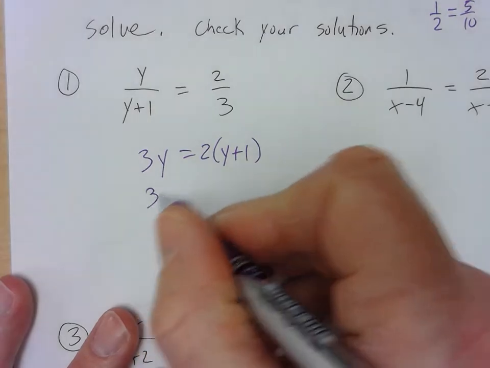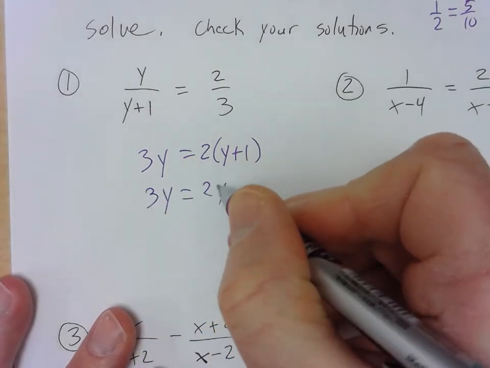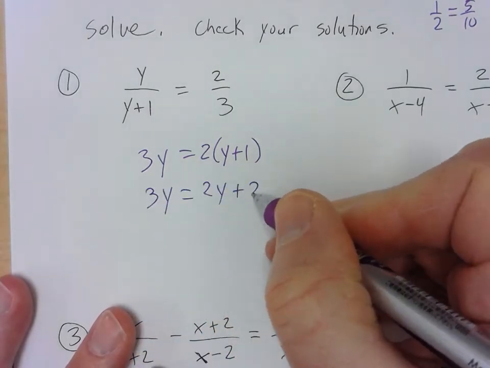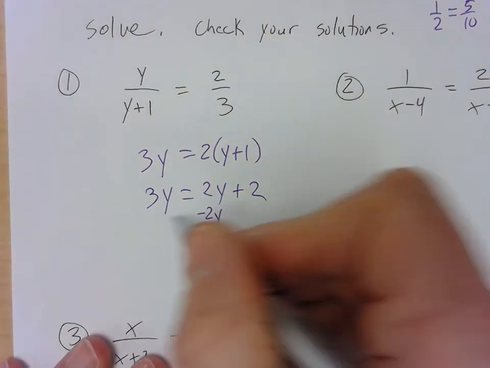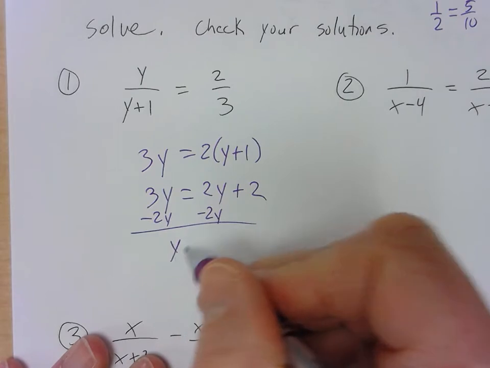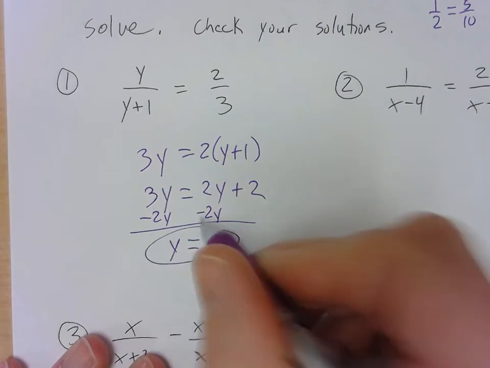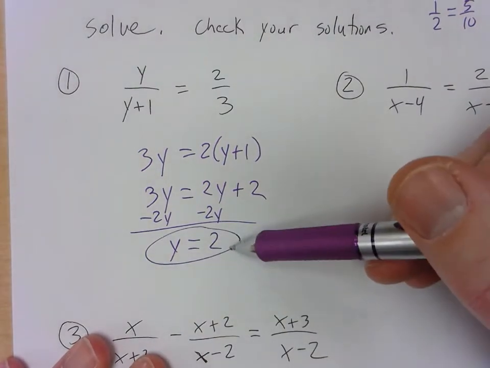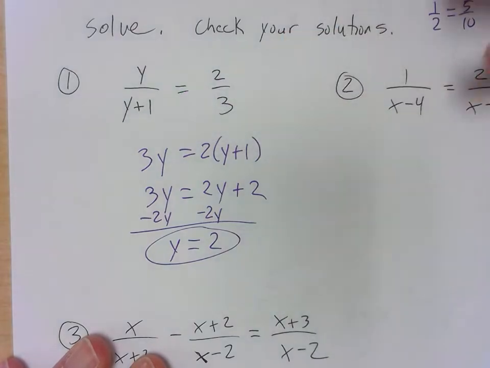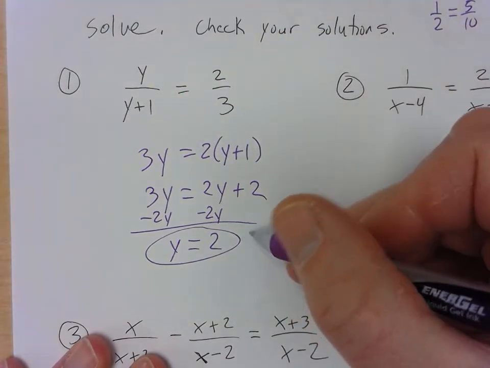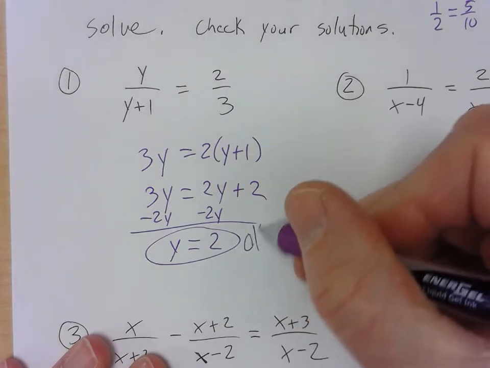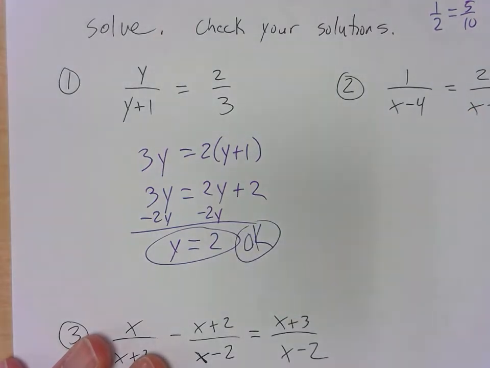Distribute. So 3y is equal to 2y plus 2. Get the y's on the same side, so we subtract the 2y over. We just get y, and that drops down 2. y is 2. If I put the 2 back in, I'm not going to be dividing by 0. Sometimes you can get an extraneous solution on these, and so this is an okay solution.